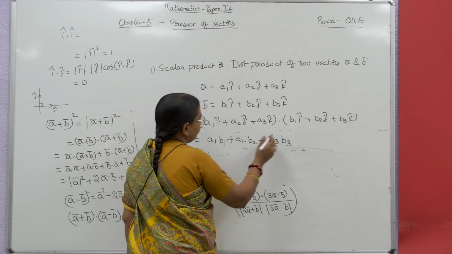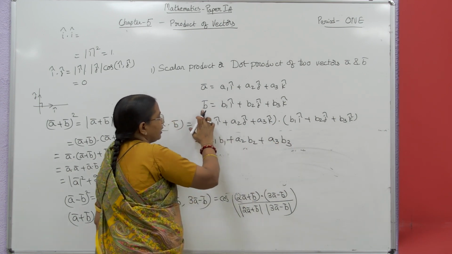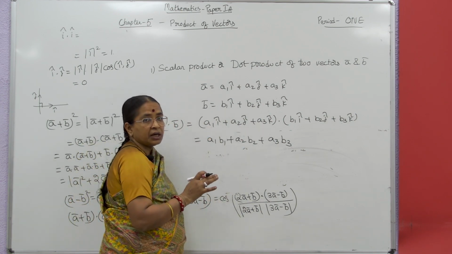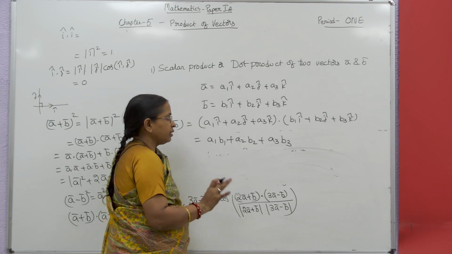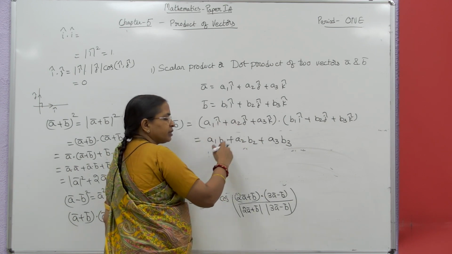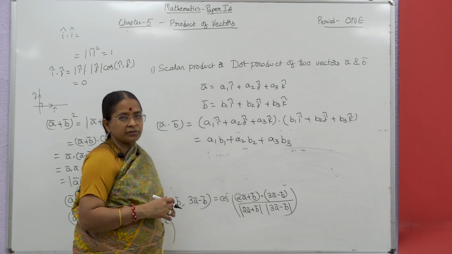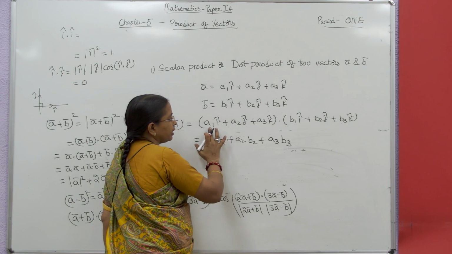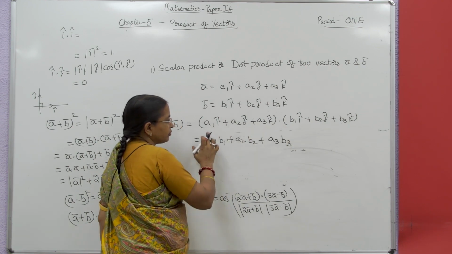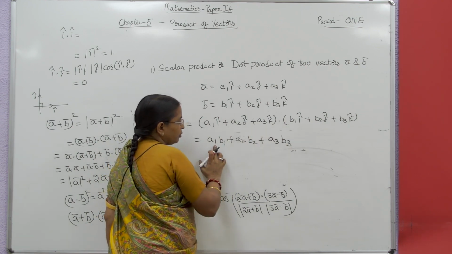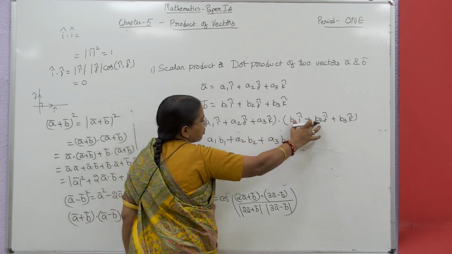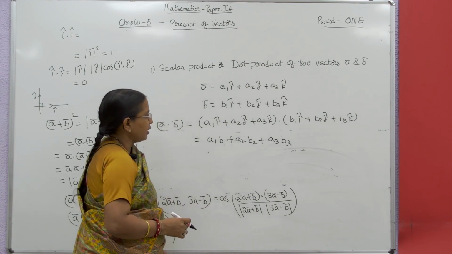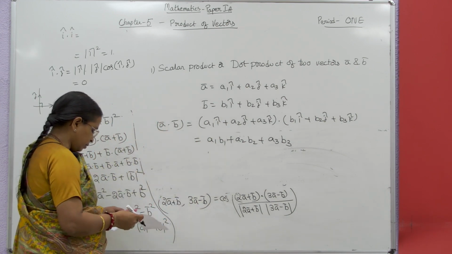This is the formula. So when you are given A vector and B vector in terms of i, j, k only, not in terms of any other vectors. If it is given in terms of A, B, C and all, you cannot apply this formula. Only in terms of i, j, k, you can apply this formula. So just multiply i coefficients plus multiply j coefficients plus multiply k coefficients and write the value. That gives you A dot B.